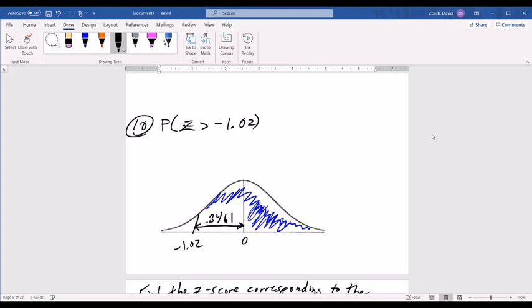And all of this is colored in, which is 0.5. So I'm going to take 0.3461, add it to 0.5, and that's pretty okay mental math. So you get 0.8461 as the end result.